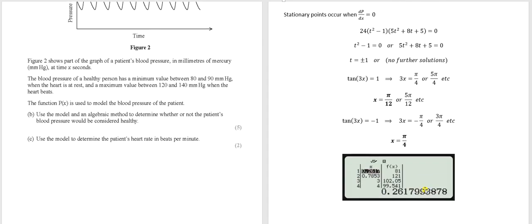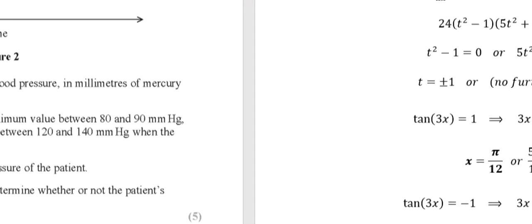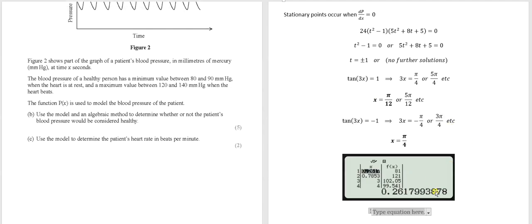So what I would do here is indicate where my numbers have come from. So if x is pi by 12, that gives p of x as 81. So the way to write that would be p of pi by 12. And that presumably relates to the minimum point. And p of pi by 4 is coming out to 121.